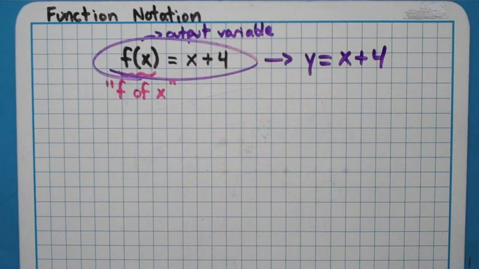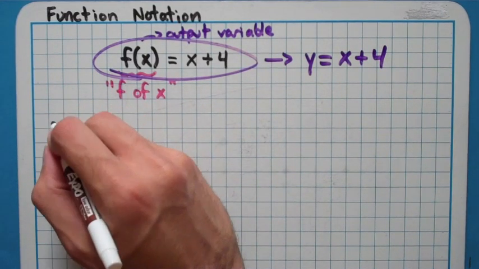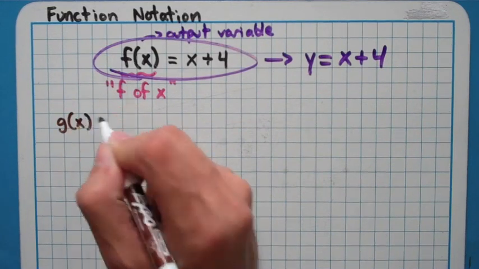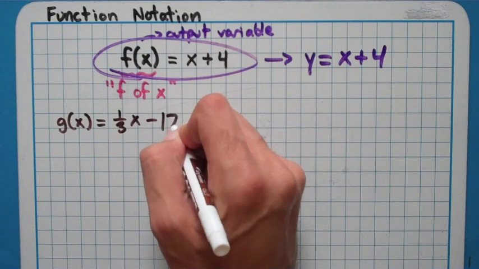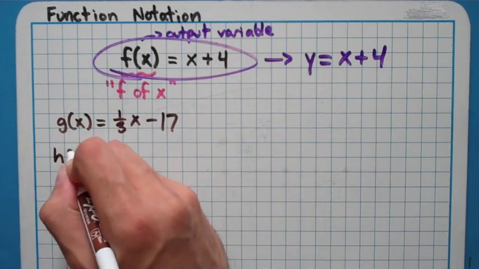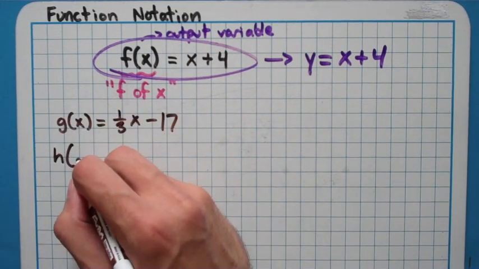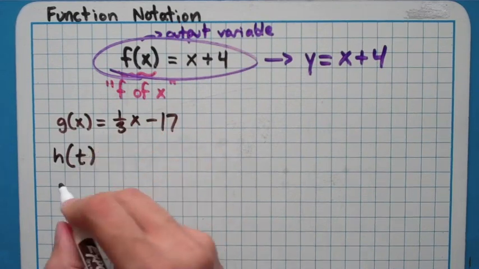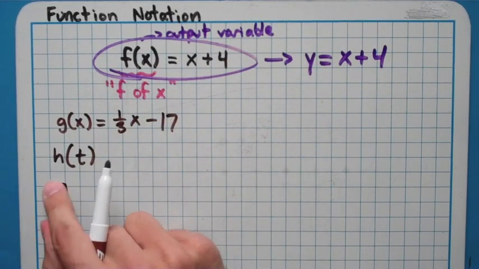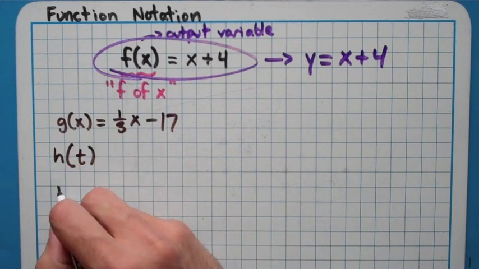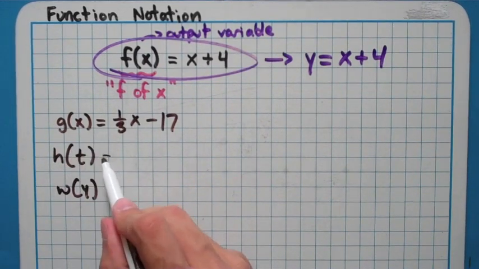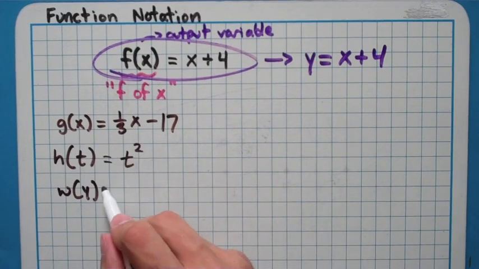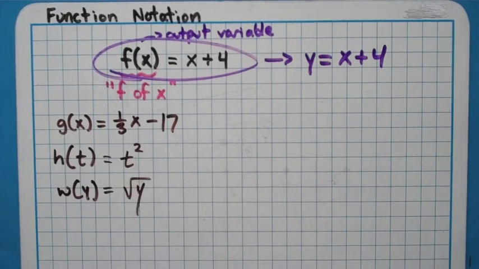You might also see things like there's nothing that says it has to be f of x. You could see something like g of x in a problem. Maybe g of x equals 1/3 x minus 17. There's nothing that even says you have to have x. You could have h of t. You could have w of y. That's just basically function notation. This and then something on the other side, maybe t squared, and this would be like the square root of y, just to make up a few examples. Those are all examples of function notation.